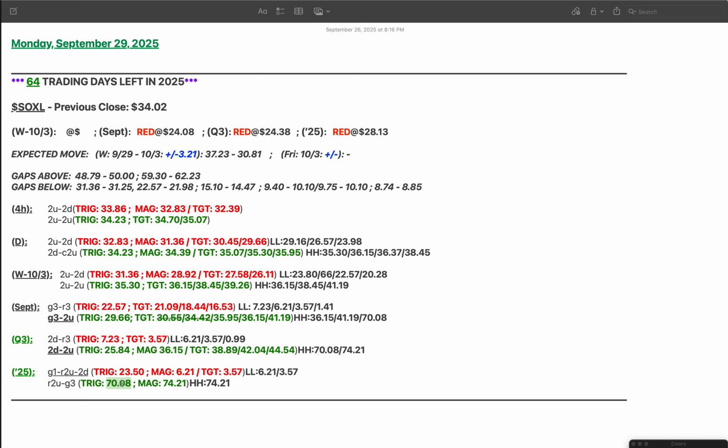I don't think we're going to double by the end of the year. If we do, that would be awesome. But I don't. Yeah, that's probably not going to happen. So there you have it. Those are your triggers and your targets.